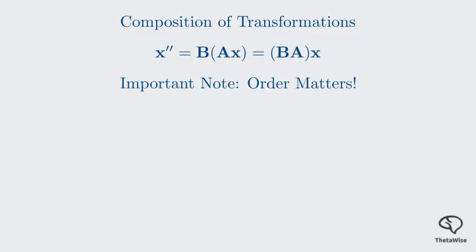It is absolutely crucial to note that the order matters. BA is generally not the same as AB. The first transformation in the sequence, which is applied to the original vector x, is placed on the right. The second is on its left. This is a common source of error. Let's work through a full example.